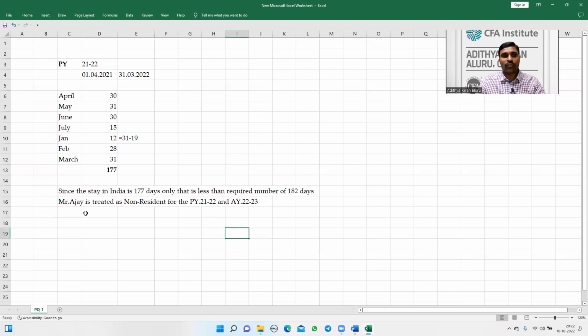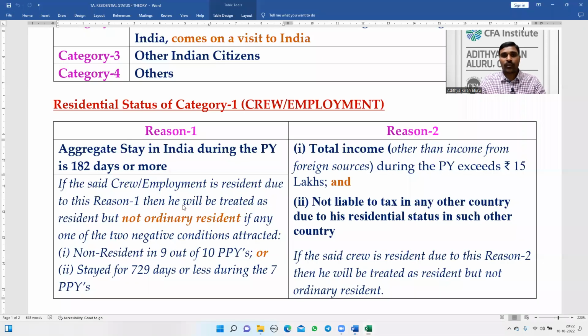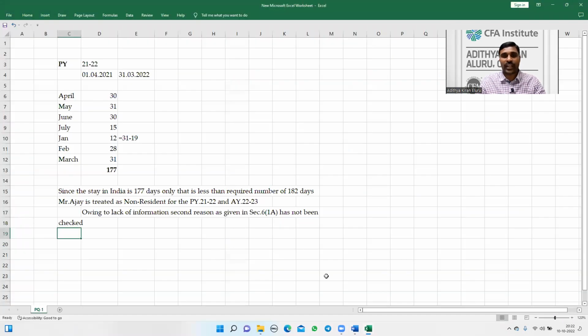Due to the absence of information, the second reason as given in section 6 subsection 1a has not been applied, has not been checked. Therefore, he is a resident. Right, this is the category 1 individual.